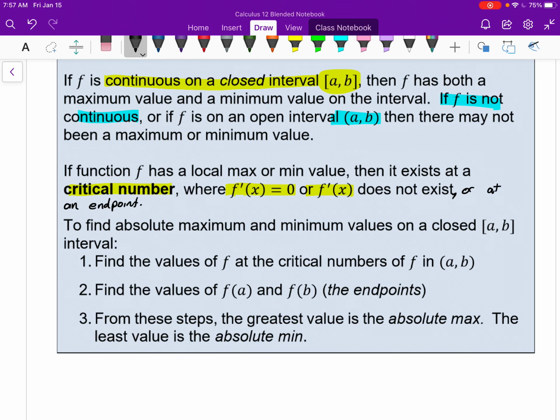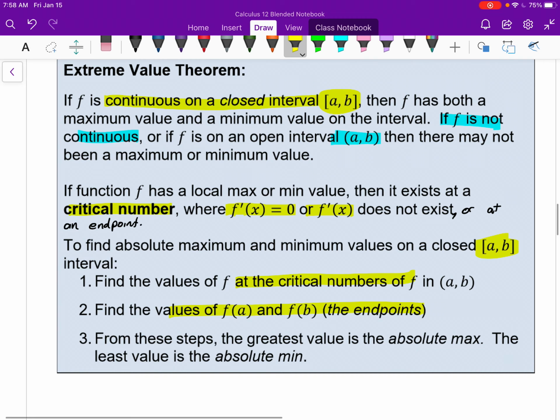And so how do you find these absolute maximum and minimum values on some closed interval? Well, and I'll do this in a moment, find the critical numbers, find the values at those critical numbers and the values at the endpoints. And then from there, you should be able to tell what the absolute max or min is. And again, if it's a closed interval, there will always be a maximum somewhere and a minimum.